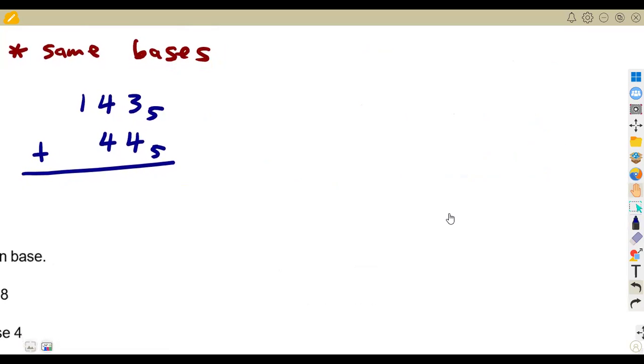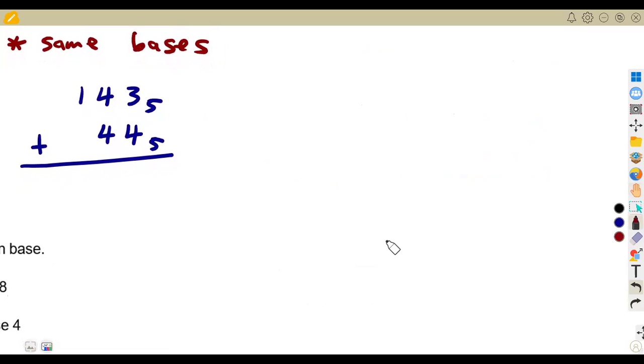So how do we add? That is the question. We are going to add our numbers just like normal numbers. 3 plus 4, what are we obtaining? We are obtaining a 7. Remember, in base 5, we are supposed to have numbers that are less than the base, which is 5. So it is impossible for us to write 7 in base 5 like that because 7 is bigger than the base.